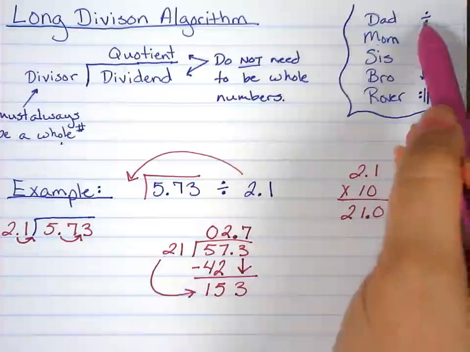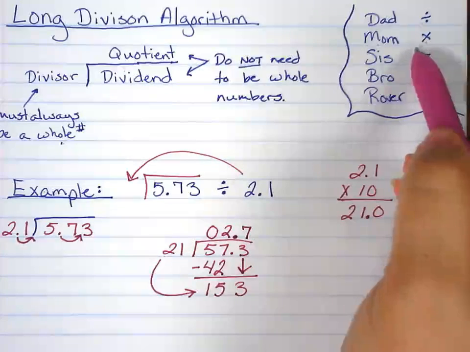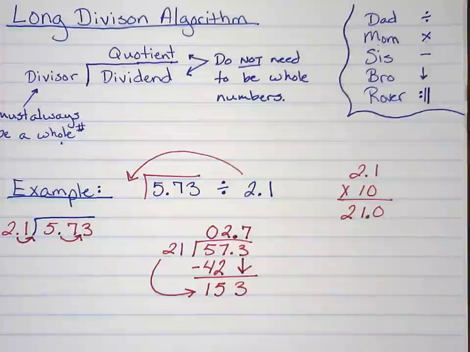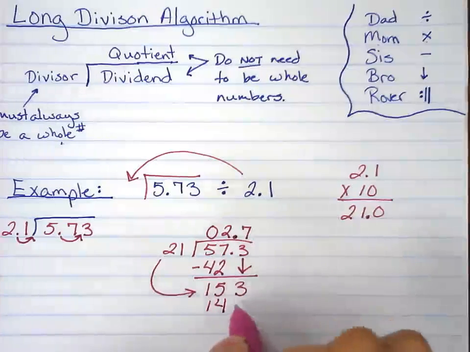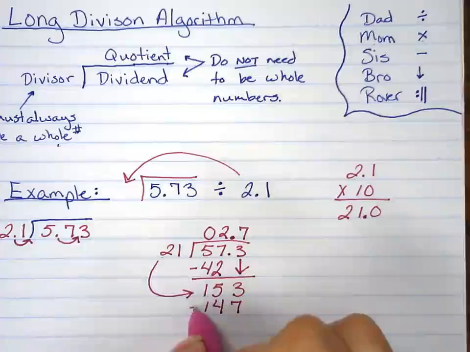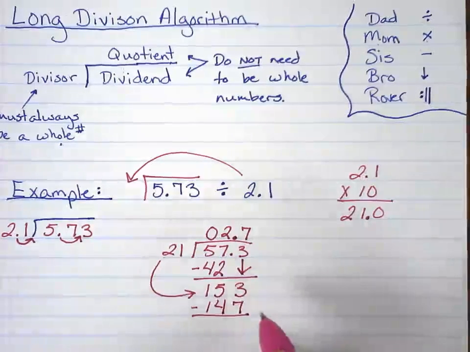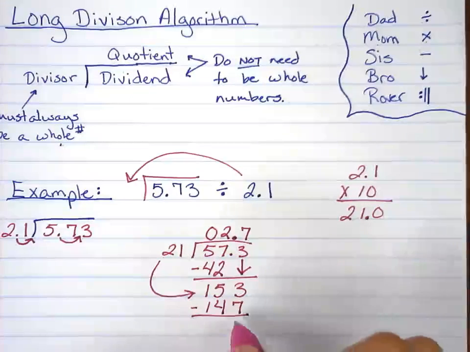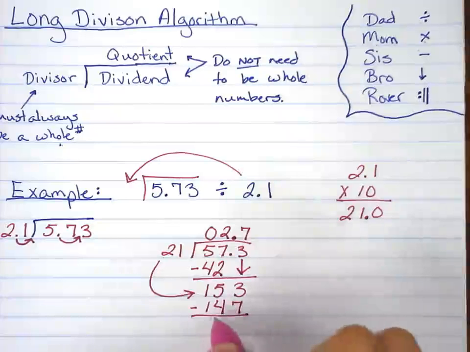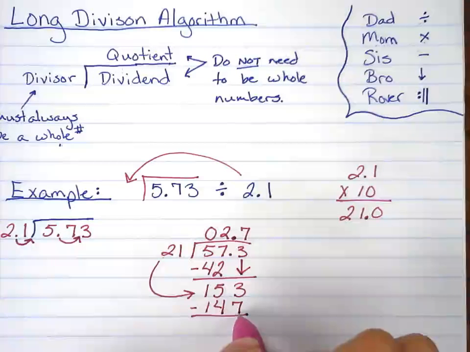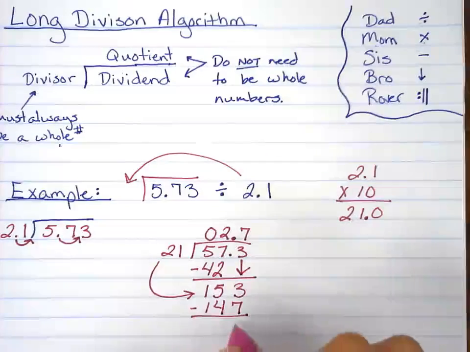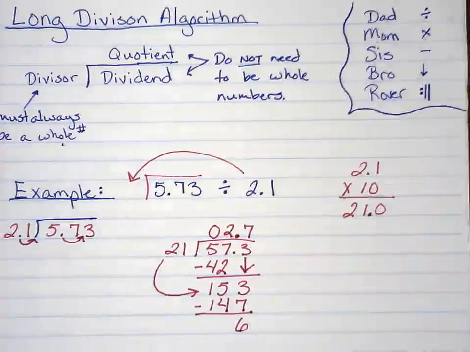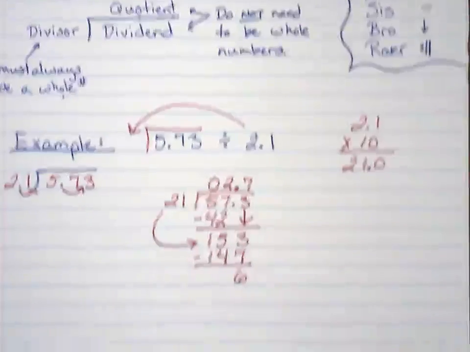We just divided. Mom's going to multiply. Okay, so 21 times 7 is going to give us 147. Sister's going to subtract again. So 153 minus 147, well, it takes 3 to get up to 150, another 3, so that means it's going to be a difference of 6. I'm going to scoot this up.